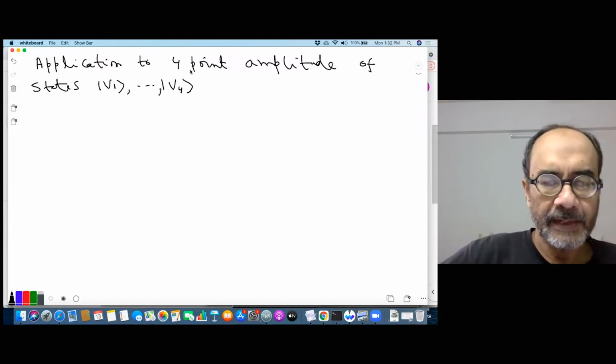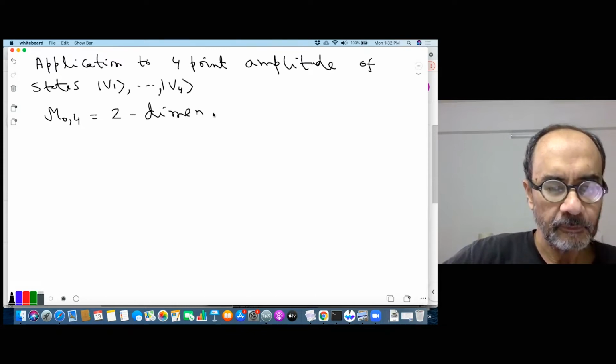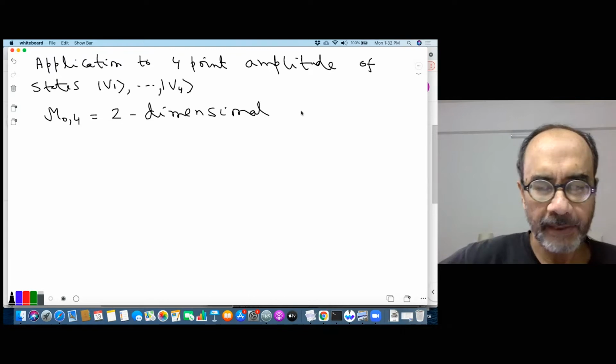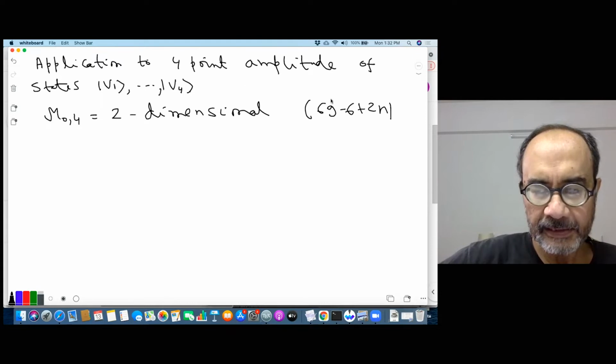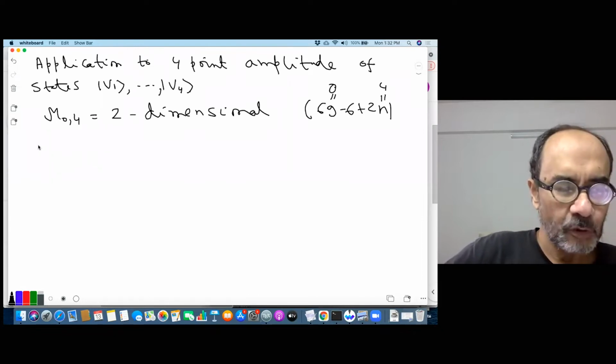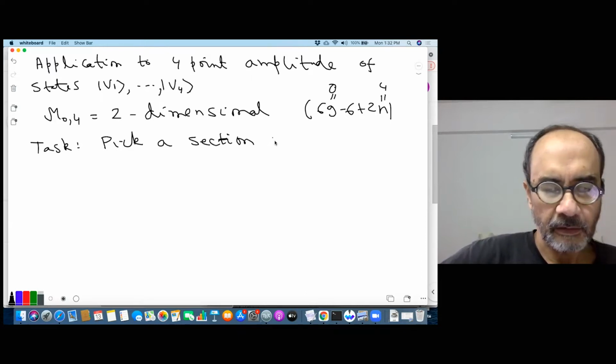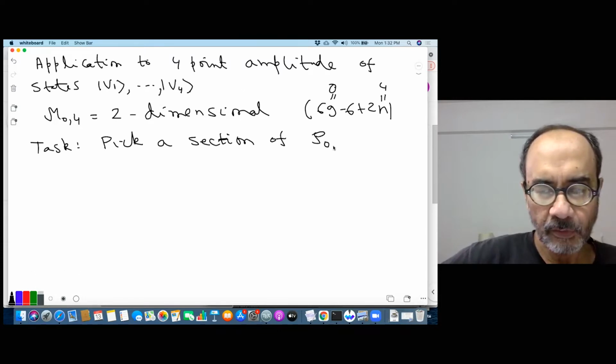The relevant moduli space here is M_{0,4}, which is two-dimensional. Let me remind you the general formula, 6G minus 6 plus 2n. Here G is 0 and n is 4, so that gives you a two-dimensional moduli space. So the first task is to pick a section of P_{0,4}.